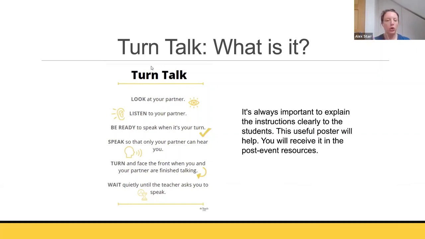When they're finished, turn and face the front of the room. Now that will let you know as a teacher when they have finished their conversation and their discussion. That is a useful sign for you. And then wait quietly until the teacher asks you to speak. Now, again, that's very important because you might get students going, I finished, I finished, I finished. But if you can see them and they have already turned to you, then waiting quietly until you as the teacher are ready for them shows their patience.